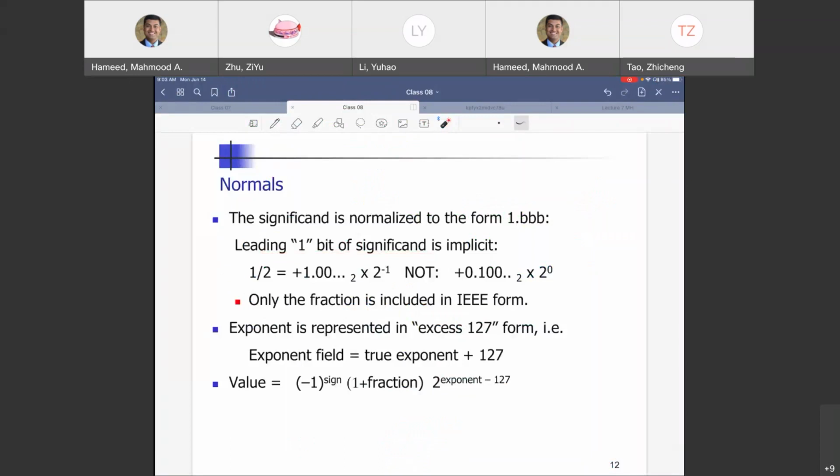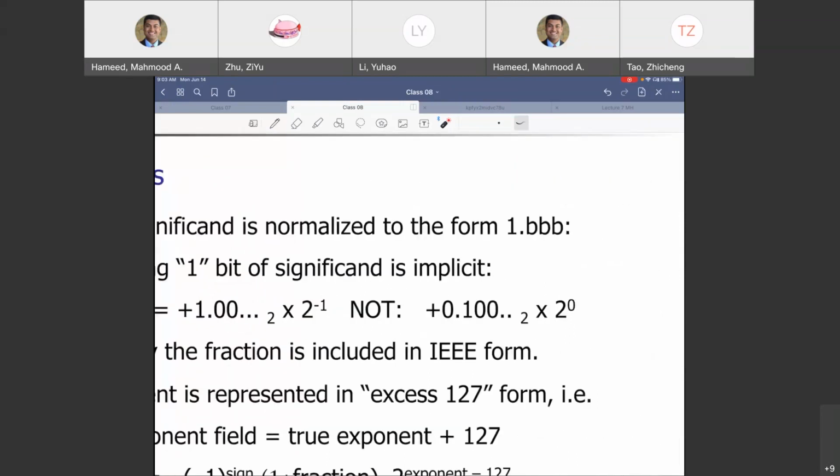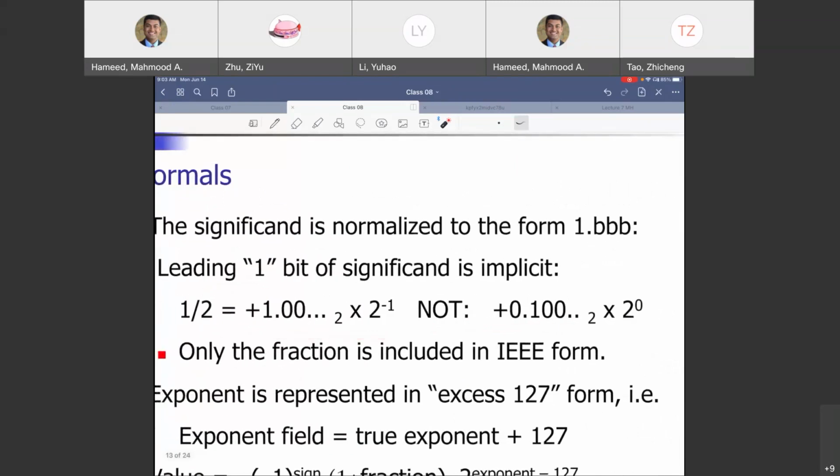So for example, if you look at half, you write half not in this way, but you write it in this way. You see what is the difference? Over here, you're saying 0.5. When I convert it into decimal, it will be 0.5 times 2 raised to 0. But I want it to be normalized. So if I want it to be normalized, I'm going to move the binary point by 1 place, and I'm going to put it 2 raised to negative 1.